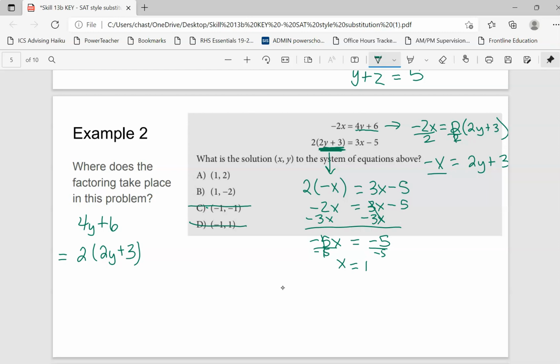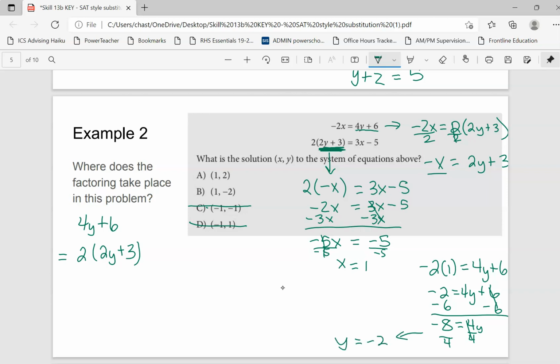Now to find y, we just pick one of these equations and plug it in. So let's see. Let's use the top equation. So negative 2 times 1 equals 4y plus 6. I'm going to solve this for y, so I'm going to subtract 6 on both sides. And then I'm going to divide by 4, and negative 8 divided by 4 means that y equals negative 2. So the choice has to be B.